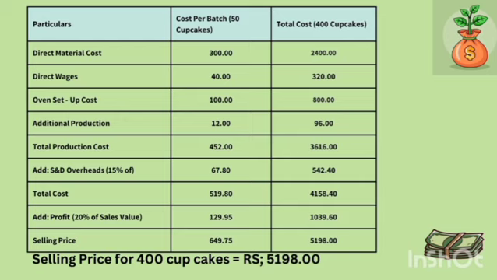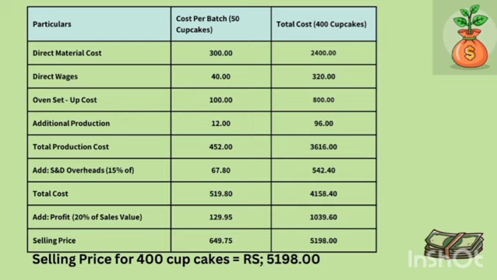Of course the bakery wants to earn profit. They want a 20% profit margin on the final selling price. To calculate that, we add 25% of the total cost as profit. 25% of 4158.4 equals 1039.6 rupees. Step 5. Calculate final selling price.